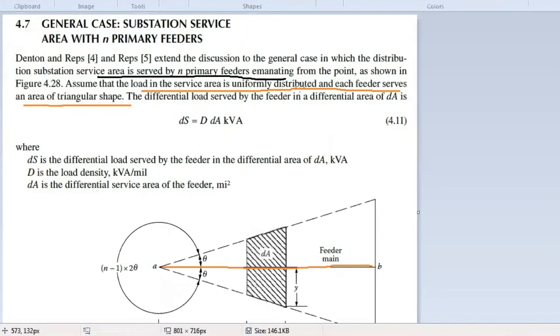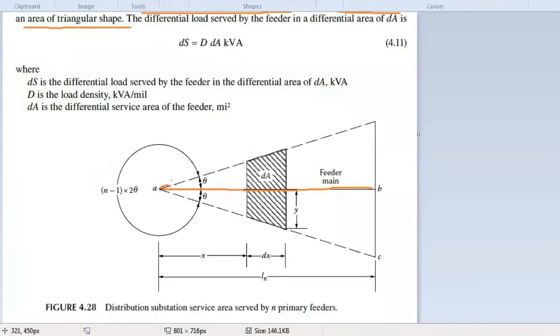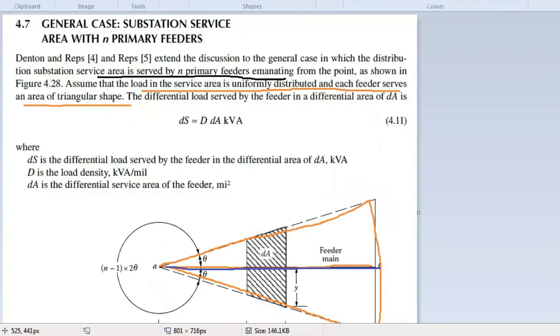Here we have a uniformly distributed load, and each feeder serves an area of triangular shape. This feeder serves an area of triangular shape. So this is the triangular shape, and in the middle we have the feeder, which serves the triangular shaped service area. Now, to find this service area and load, we cannot find it directly.